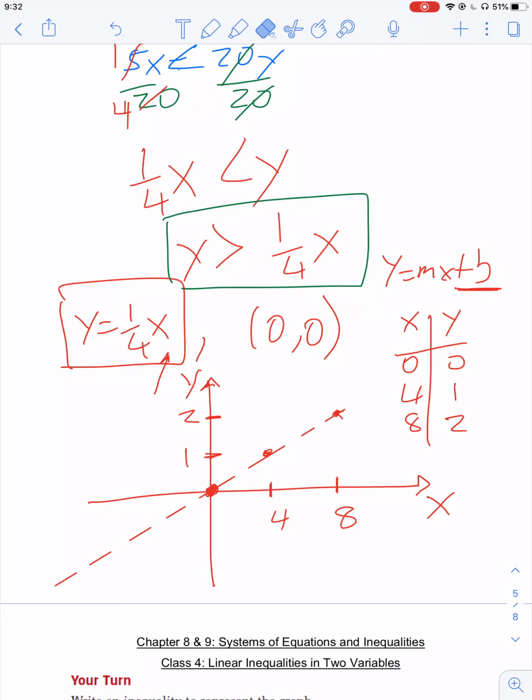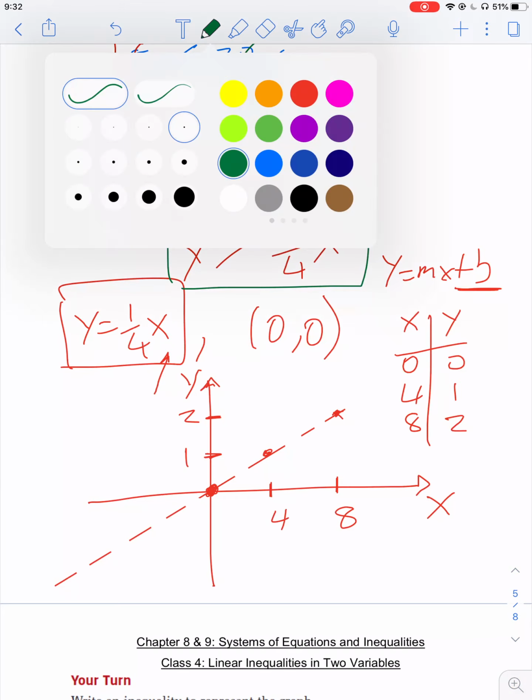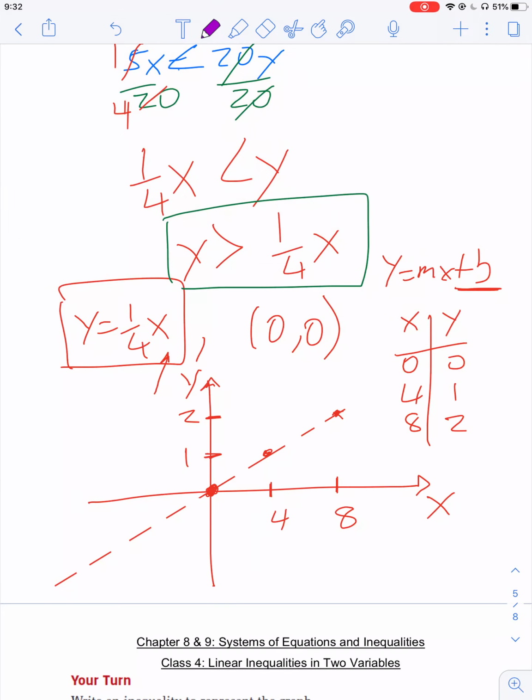Okay, so now because there's no equal sign, I have to make sure that my line is dotted, and because y is greater, that means I have to focus on the region that's on top. Okay, so y is greater, so I have to draw arrows on top. So this is basically my region of solution.